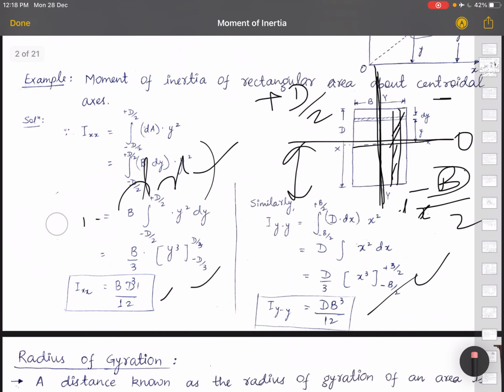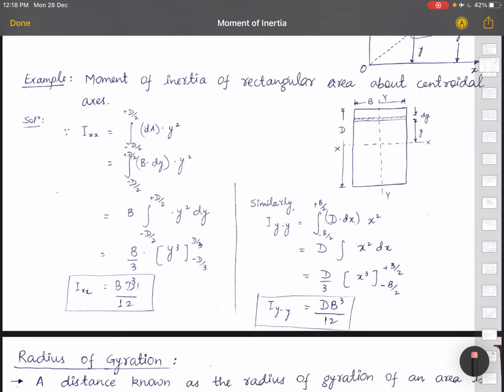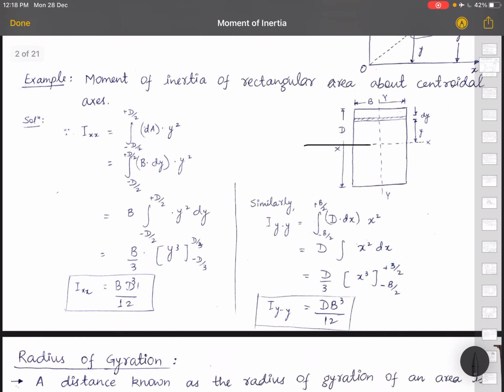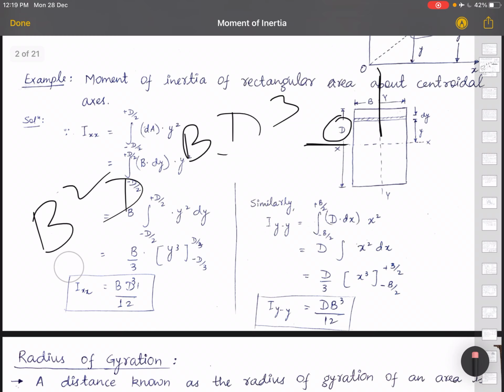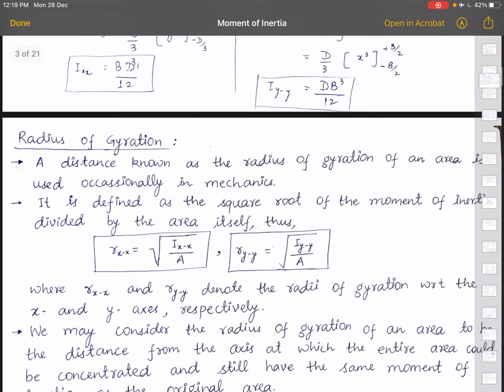Now I will just tell you a small trick so that you will not forget the moment of inertia of the rectangle. So what is the trick? If this is your axis, then the cube will come for this value, like b d cube by 12. So similarly, if the axis is this, it is b cube into d by 12. So this is a small trick. If you are having some problem in remembering the formula, then you can just try to learn from this trick.